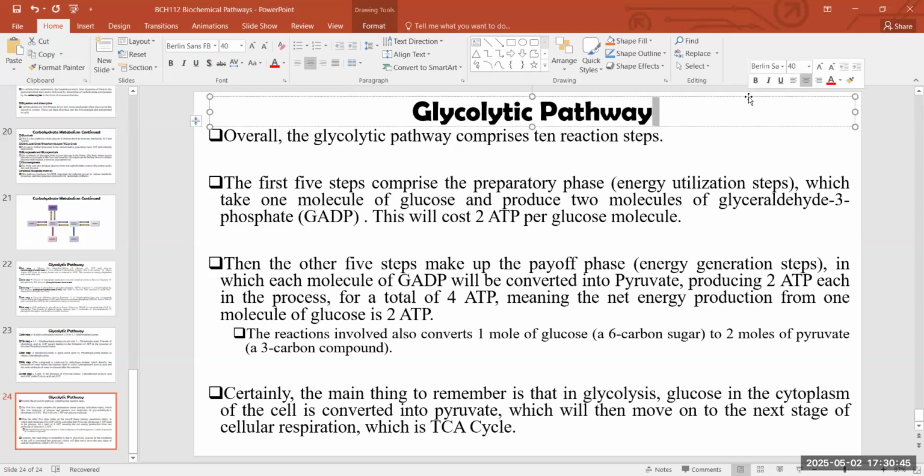So the main thing you should recall in glycolysis is that glucose in the cytoplasm of the cell is converted to pyruvate. And as soon as the glucose is converted to pyruvate, the reaction doesn't stop there. And this reaction is called an anaerobic reaction. This reaction is an anaerobic reaction. I'll ask you, what do you understand by anaerobic reaction?